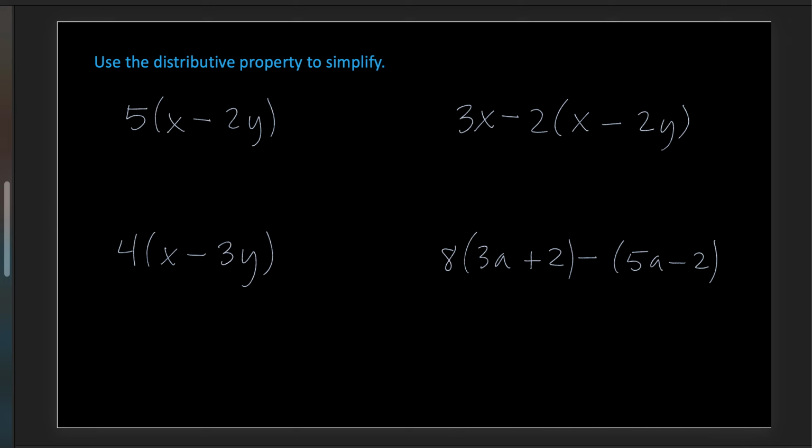So now we're going to use the distributive property to simplify these. So you have problems that look like these. 5 times x minus 2y. And always follow the order of operations.